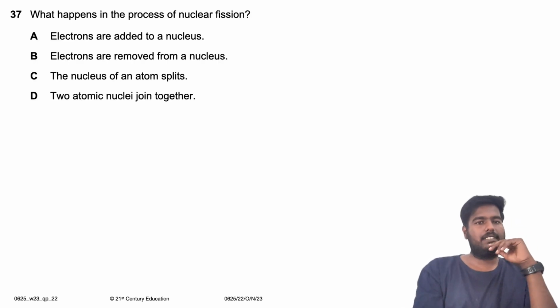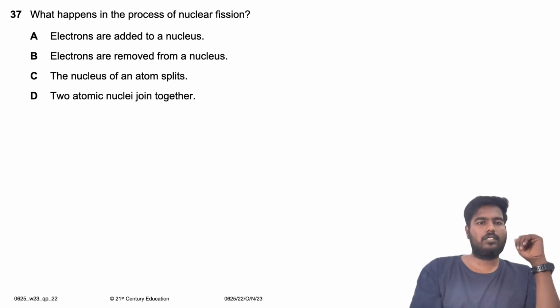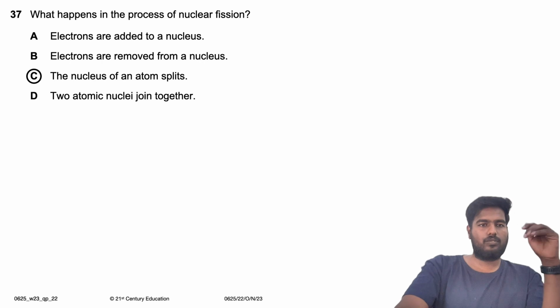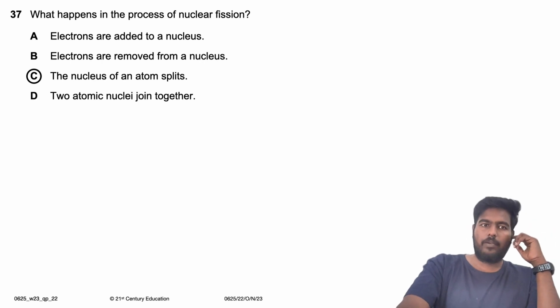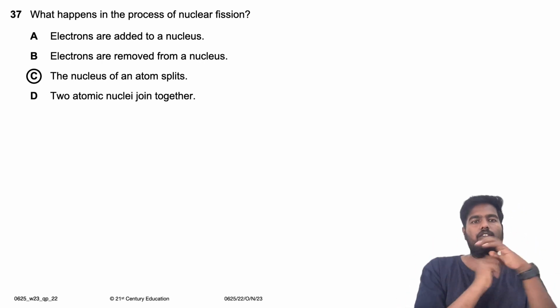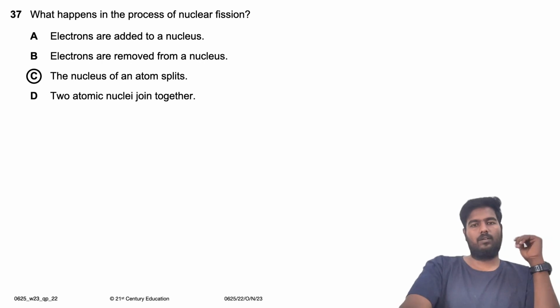So what happens in the process of nuclear fission? Nuclear fission is the splitting of an atom, splitting the nucleus of an atom. So option C is the right answer. There is nothing to do with the electron, so the first two options are gone. Two atomic nuclei joining together is nuclear fusion. So fission is the splitting of a nucleus.